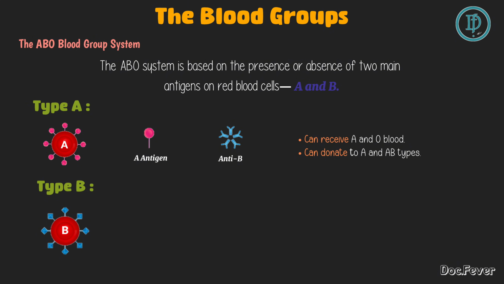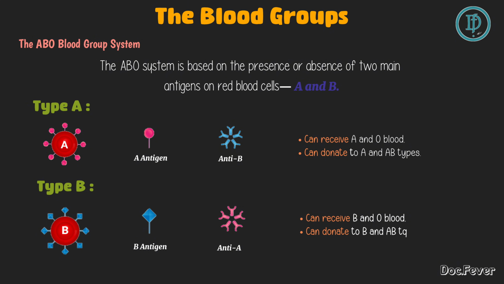Second is blood type B. Blood type B has B antigen on red blood cells and they make antibodies against A blood. So you cannot transfuse blood type A to blood type B because they have antibodies against blood type A. Blood type B can only receive blood from B and O blood and they can donate to B and AB type.